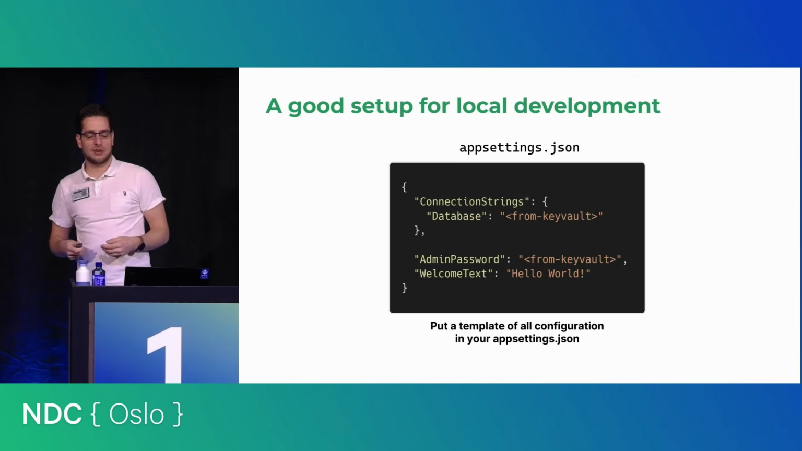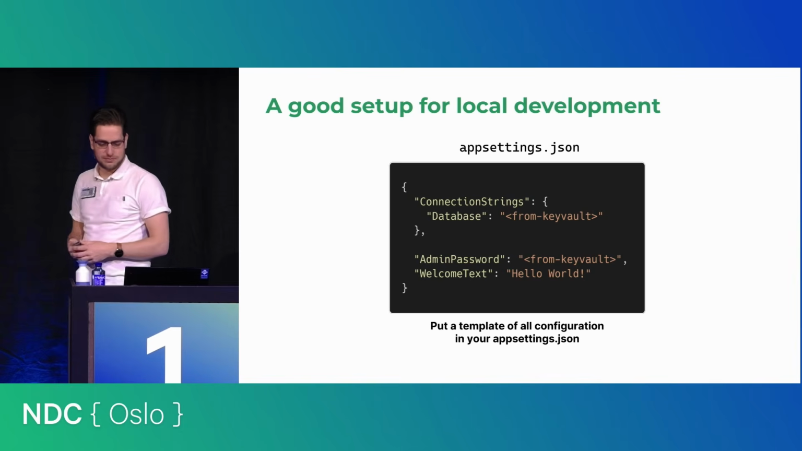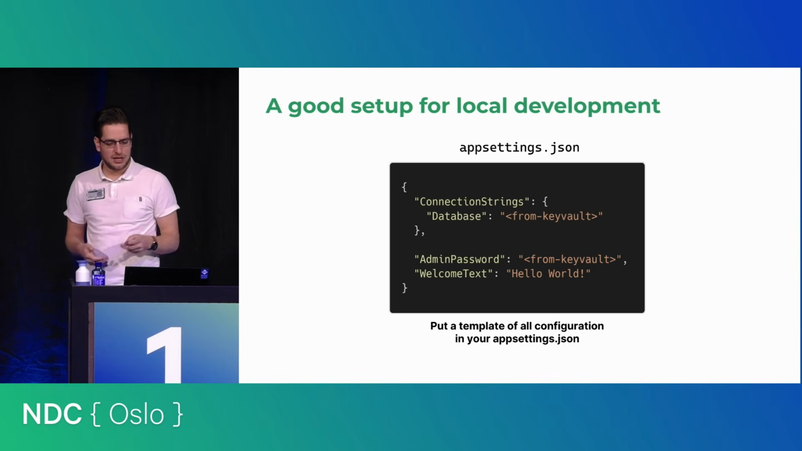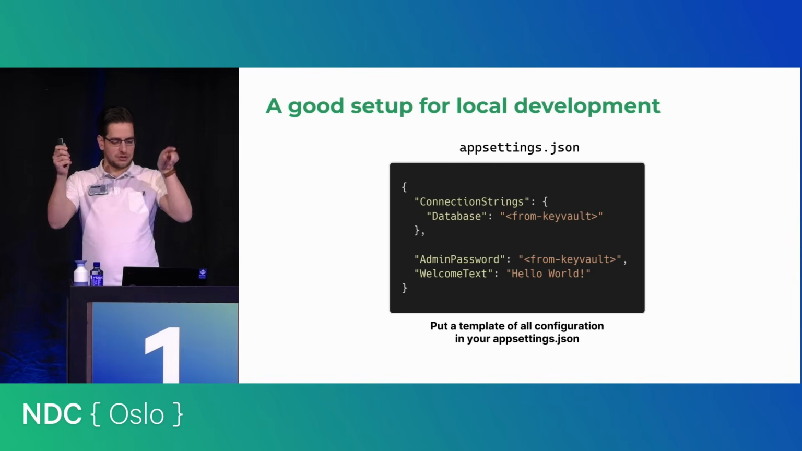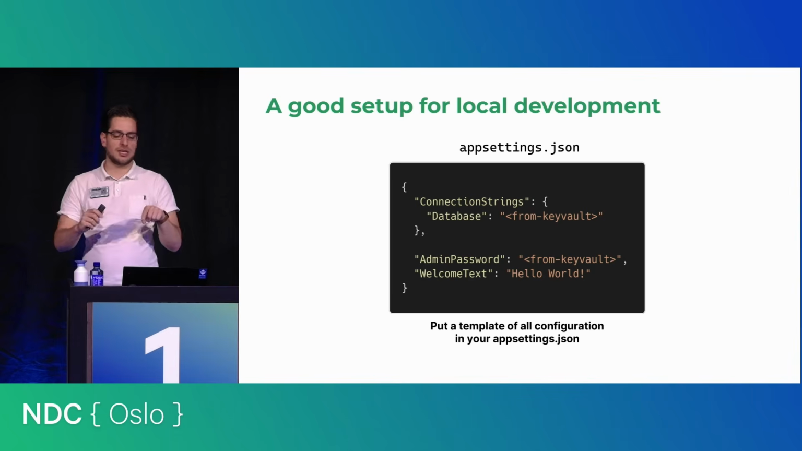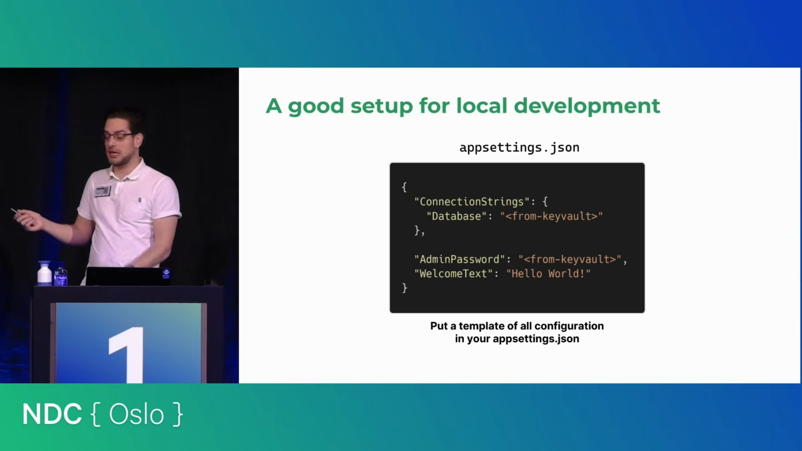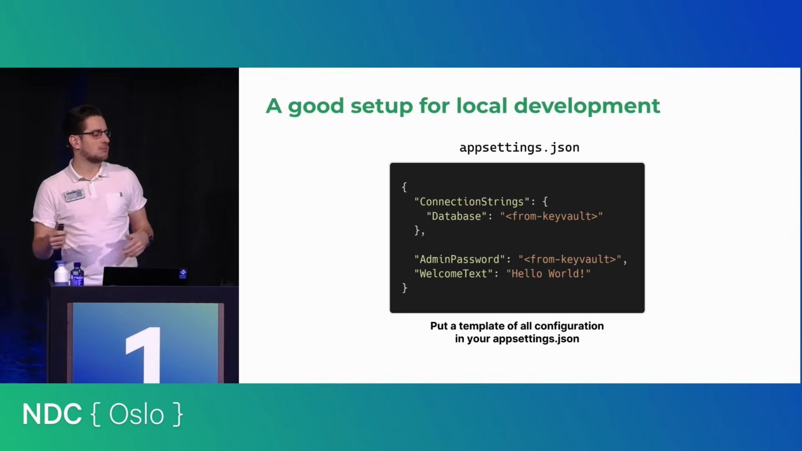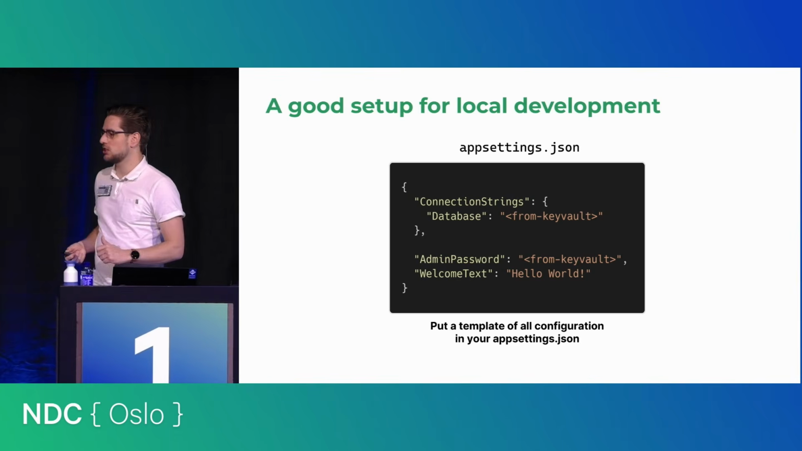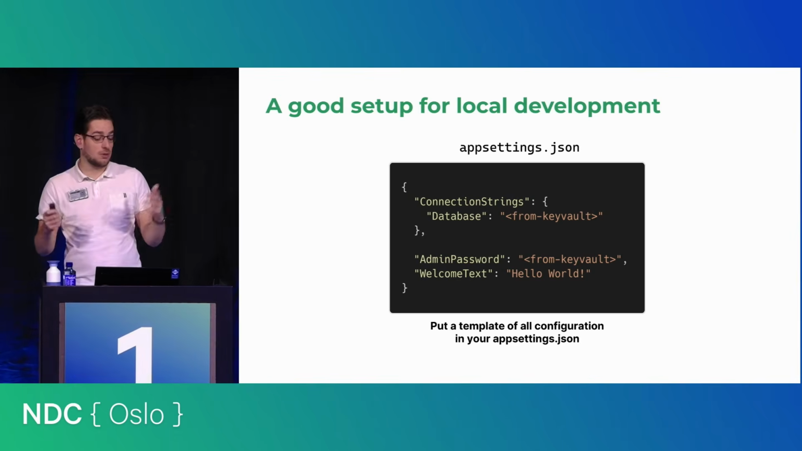So I like giving a little bit of structure to these files. In the appsettings.json, I have little placeholders, right? I create like Database: oh, that connection string comes from the Azure Key Vault. The admin password might come from the Azure Key Vault. The welcome text, that is just stored in the appsettings.json. I don't mind. So that's just hello world.